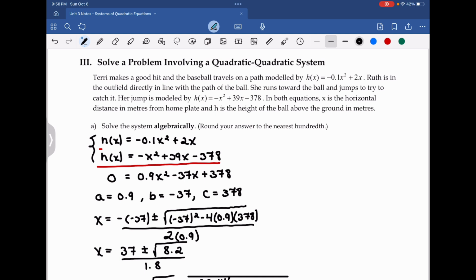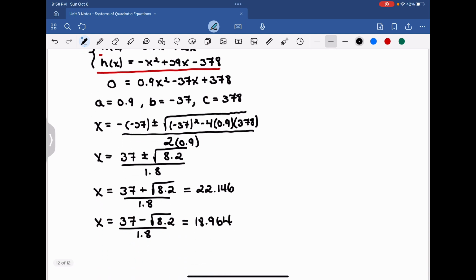So I was just confusing the height and the x. So that's where my mind was kind of going to. I was like, these seem very large, but it's because this is the horizontal distance away from home plate. Both of these seem pretty reasonable. Actually, on surface value, 22.146 meters or 18.96 meters, both of these seem okay.